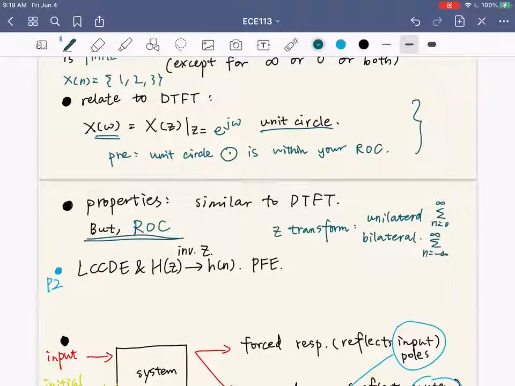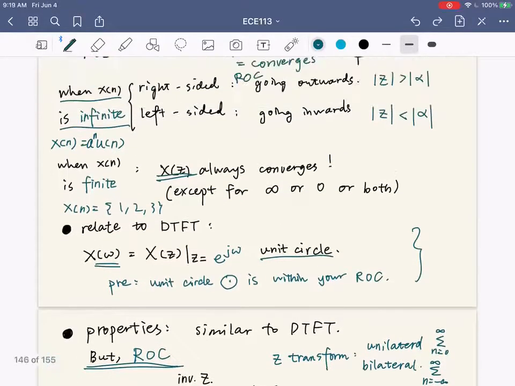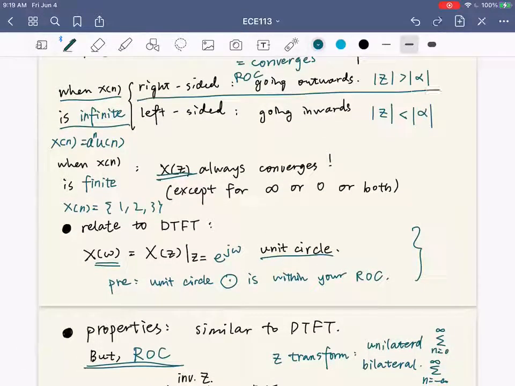So you can see that unilateral is only one-sided, right? And for the unilateral, because it only counts the positive terms, its ROC will only have one case. That is the first case, the right-sided, because by the definition of your unilateral Z transform, all the signals will be truncated to be a right-sided signal, right? Because it is coming from n equals 0, 1, 2, 3, 4, 5. So it is a right-sided signal, and so it will only have one case.